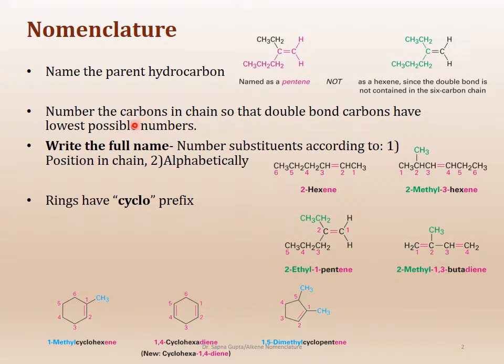which means the longest chain, okay? So you have to count the longest chain again, but this time you need to make sure that the double bond gets the lowest number possible, okay? So even if it looks a little bit weird, like in this one, you still have to make sure that this double bond is counted as within the chain, not outside the chain, okay?